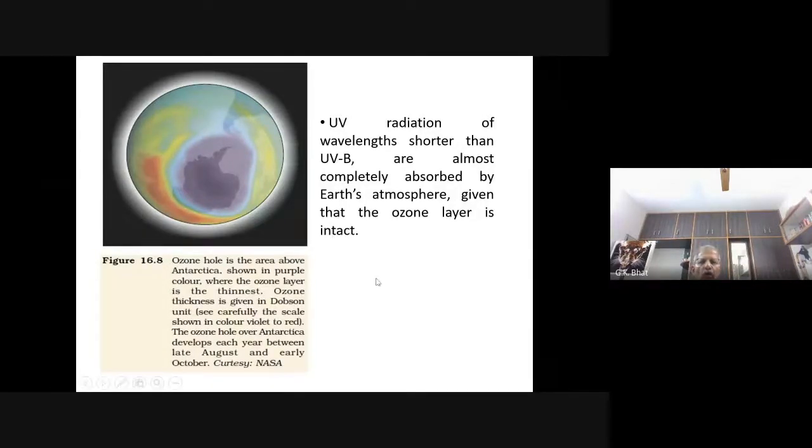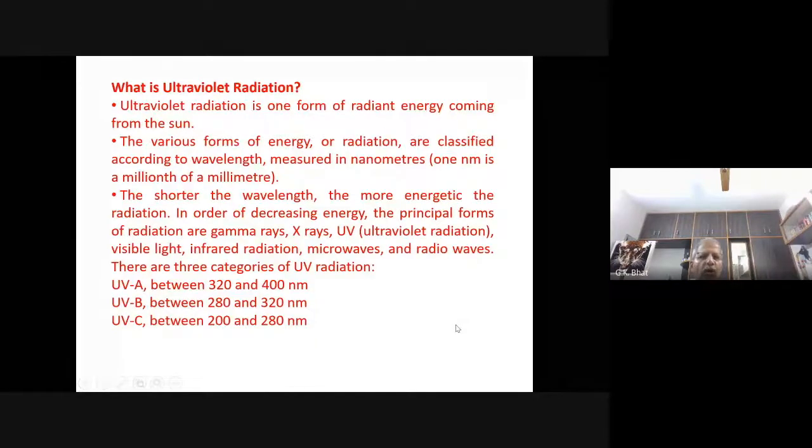This is what the ozone hole is, the area above Antarctica, shown in purple color, where the ozone layer is the thinnest. Ozone thickness is given in terms of a unit, which I already mentioned earlier. Now, what is ultraviolet radiation? This is just for your information.